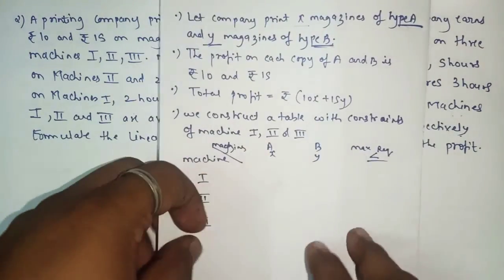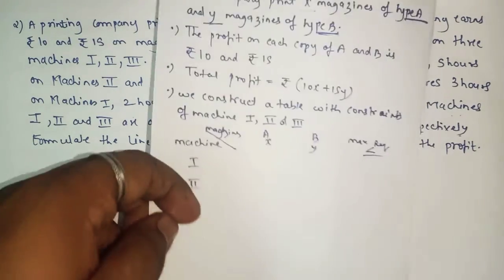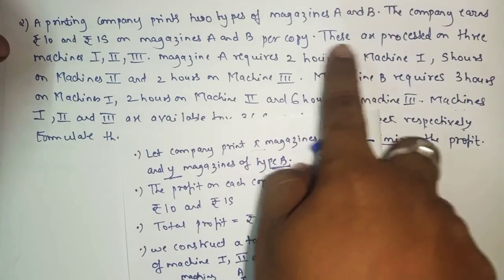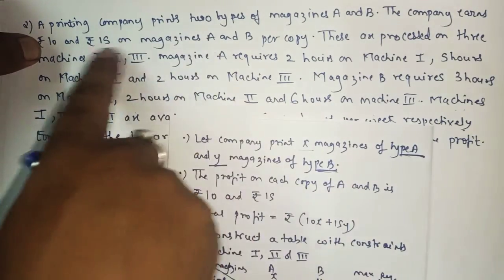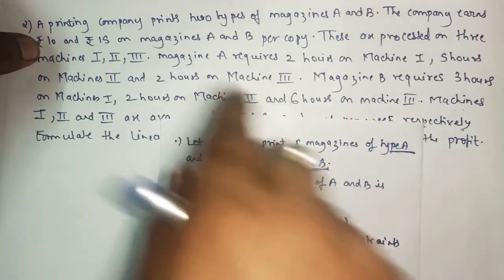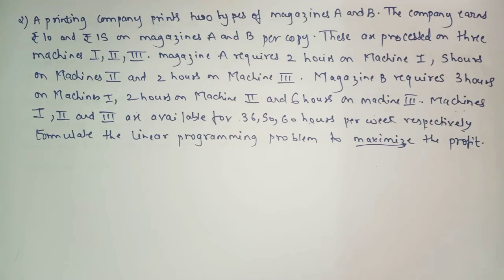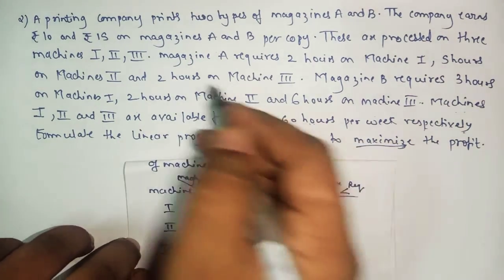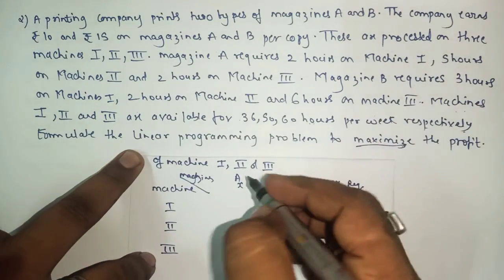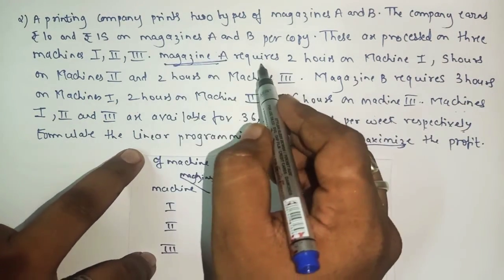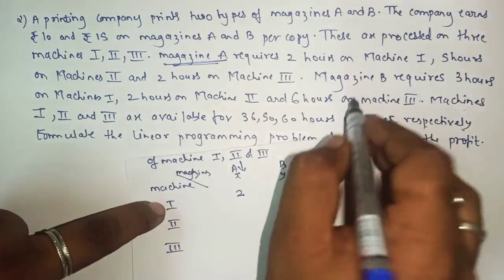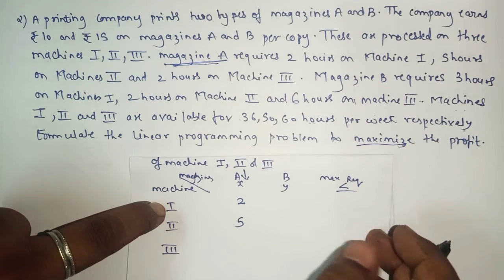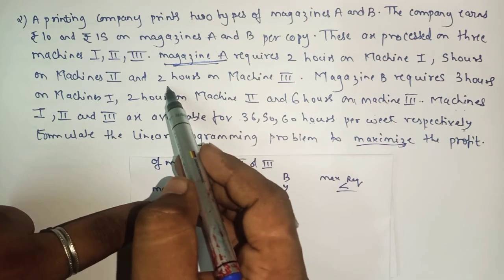Now we'll read the question, because we have to substitute the values here to frame the equations. The printing company prints two types of magazine A and B. The company earned rupees 10 on A, 15 on B. This is processed on three machines, machine 1, 2, 3. Here we have three machines. Now just focus on magazine A. Magazine A requires 2 hours on machine 1, 5 hours on machine 2, and 2 hours on machine 3.